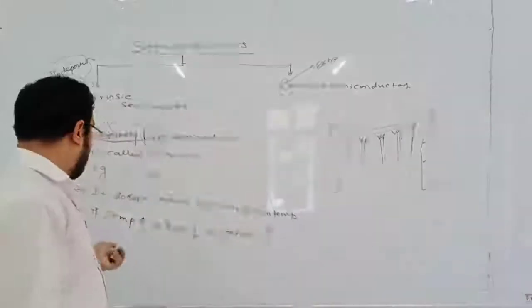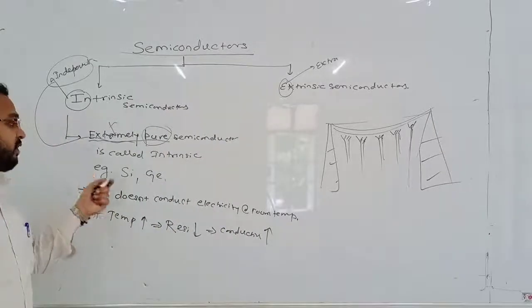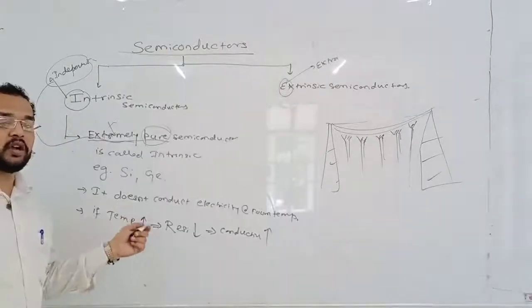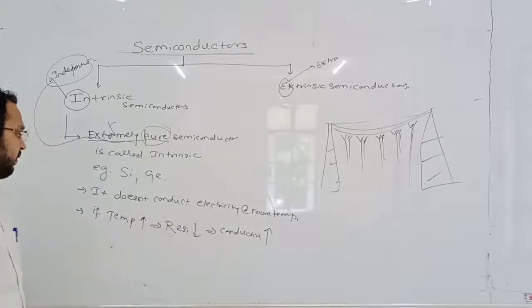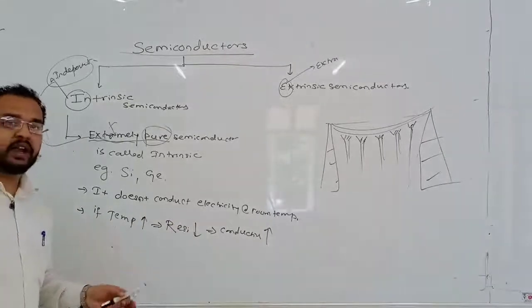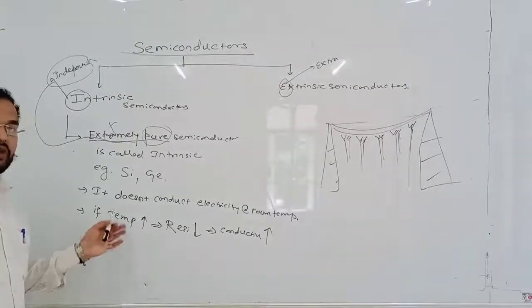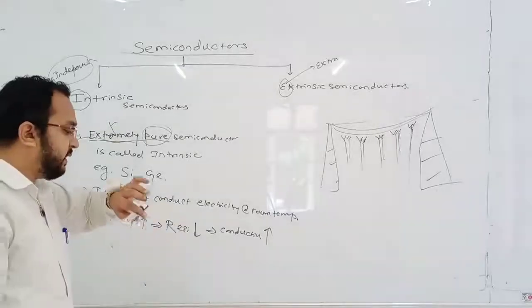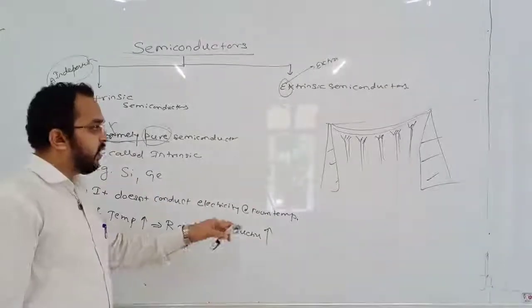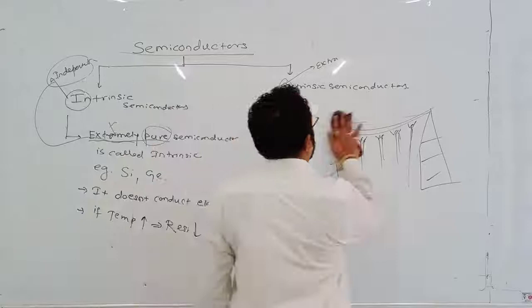सो फॉर दिस important point that pure semiconductors do not conduct electricity at room temperature, and to make it conduct the electricity we have to increase the temperature. So as temperature increases, resistance will decrease and hence conductivity increases.